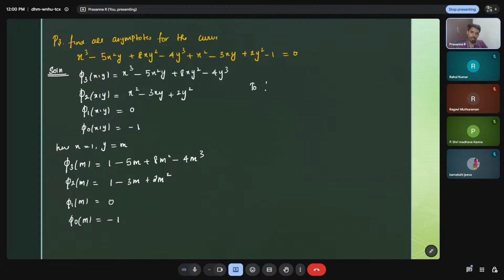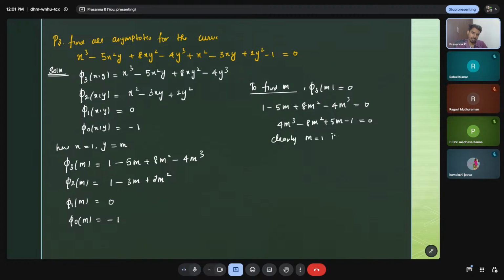Now to find m, we need to equate phi3 of m to be equal to 0. That is, we need to equate the highest degree term to 0. Degree 3 is the highest. So we need to find the roots of 1 minus 5m plus 8m square minus 4m cube equal to 0. Or this can be written as 4m cube minus 8m square plus 5m minus 1 equal to 0. So clearly m is equal to 1 is a root, right?